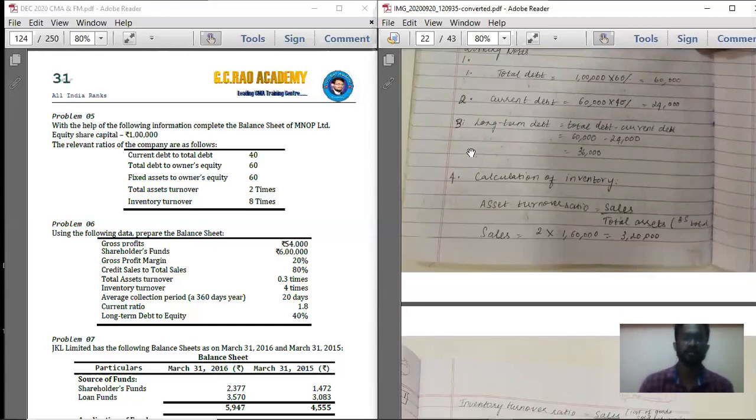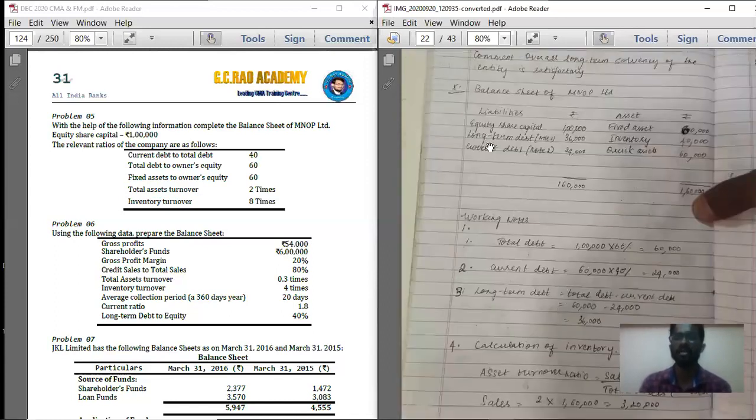Next is point number 3. Out of total debt of 60,000, current debt is 24,000. Then the remaining is long-term debt. Simple. So long-term debt is equal to total debt minus current debt, which is 60,000 minus 24,000, equal to 36,000. With this, we have found two things: current debt and long-term debt.